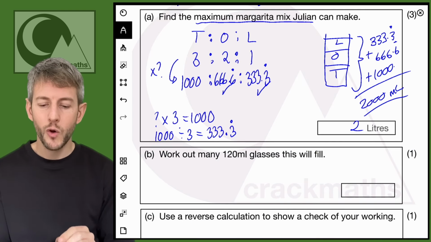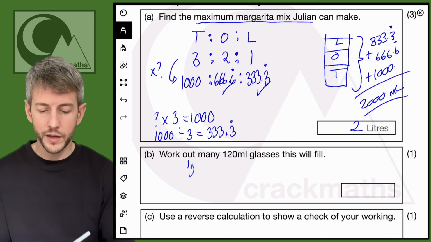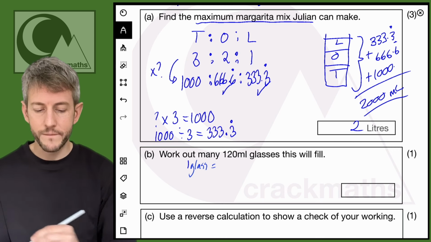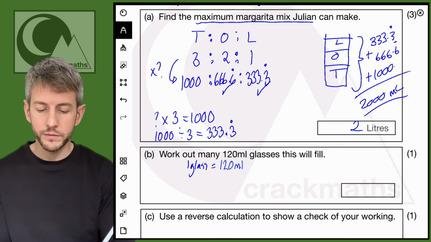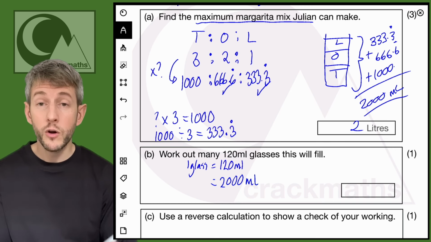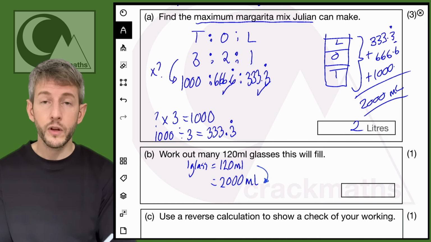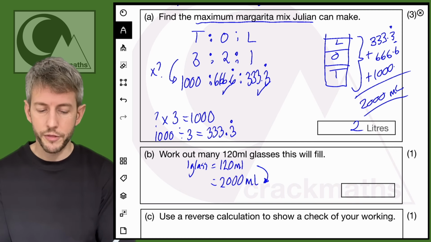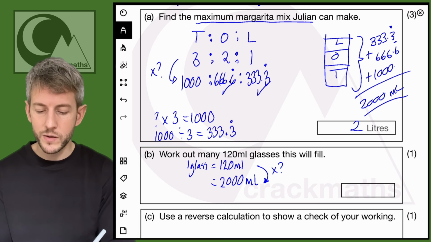Part B says, work out how many 120ml glasses this will fill. Okay, so if I know that 1 glass equals 120ml, I want to know how many glasses gets me up to 2000ml. It might be that it's not an exact number, we're going to find out. So how many lots of 120ml go into 2000? So that's what I'm looking at. 120 times something equals 2000.